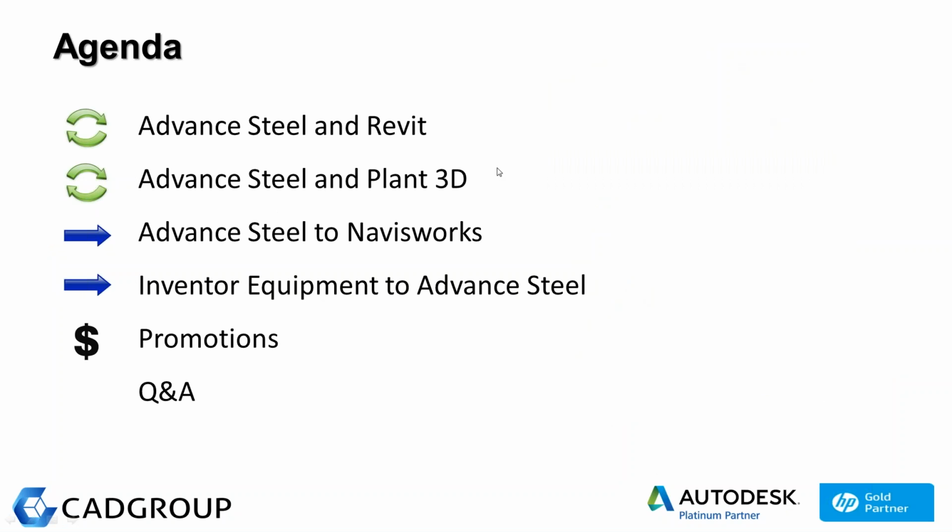So the agenda, guys: the first workflow we're going to look at is from Advance Steel through to Revit and back again. Then we'll look at the interoperability between Advance Steel and Plant 3D. We'll also have a close look at Navisworks from Advance Steel, and Inventor equipment, that is, going from Inventor into Advance Steel. Also some of the promotions currently going at the end, and any Q&As.